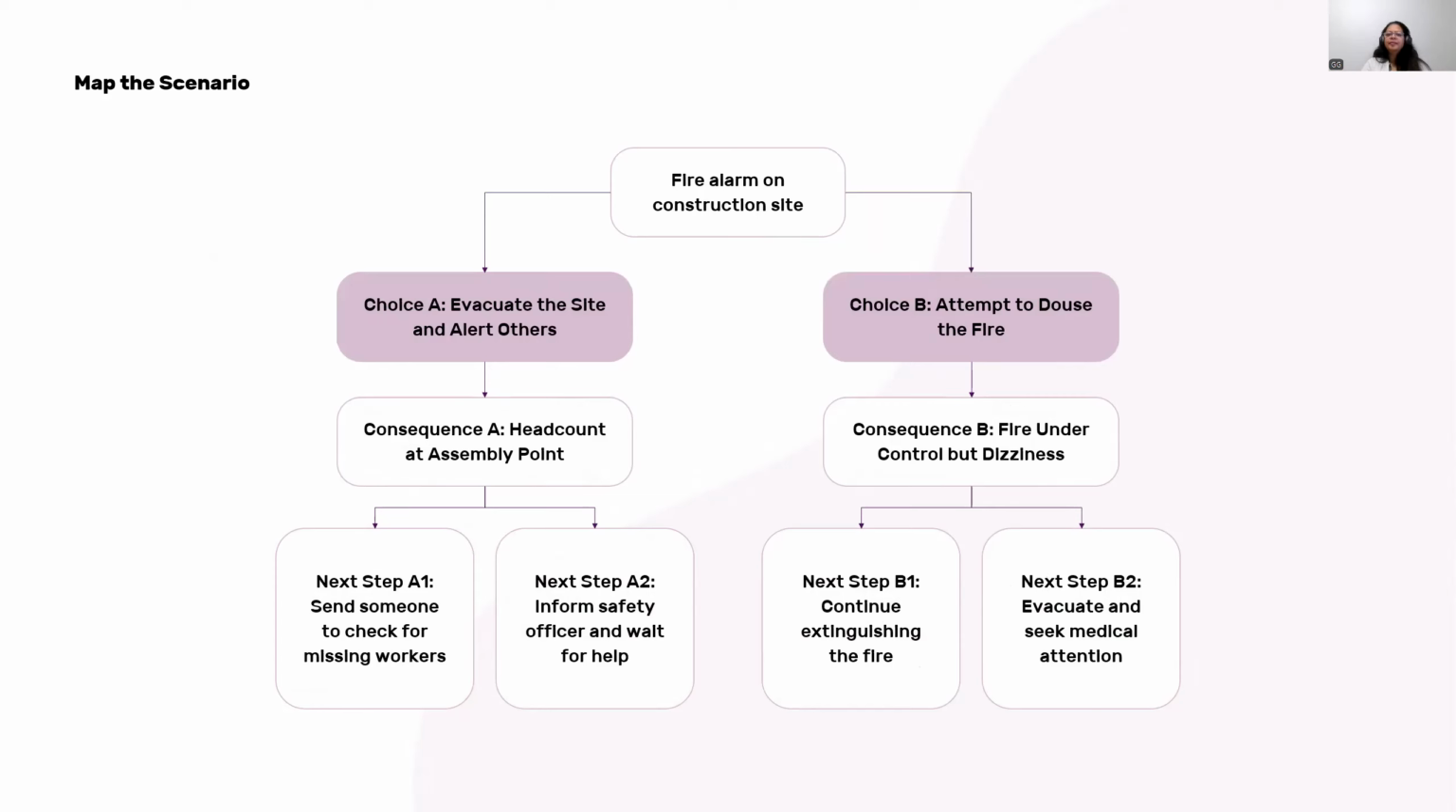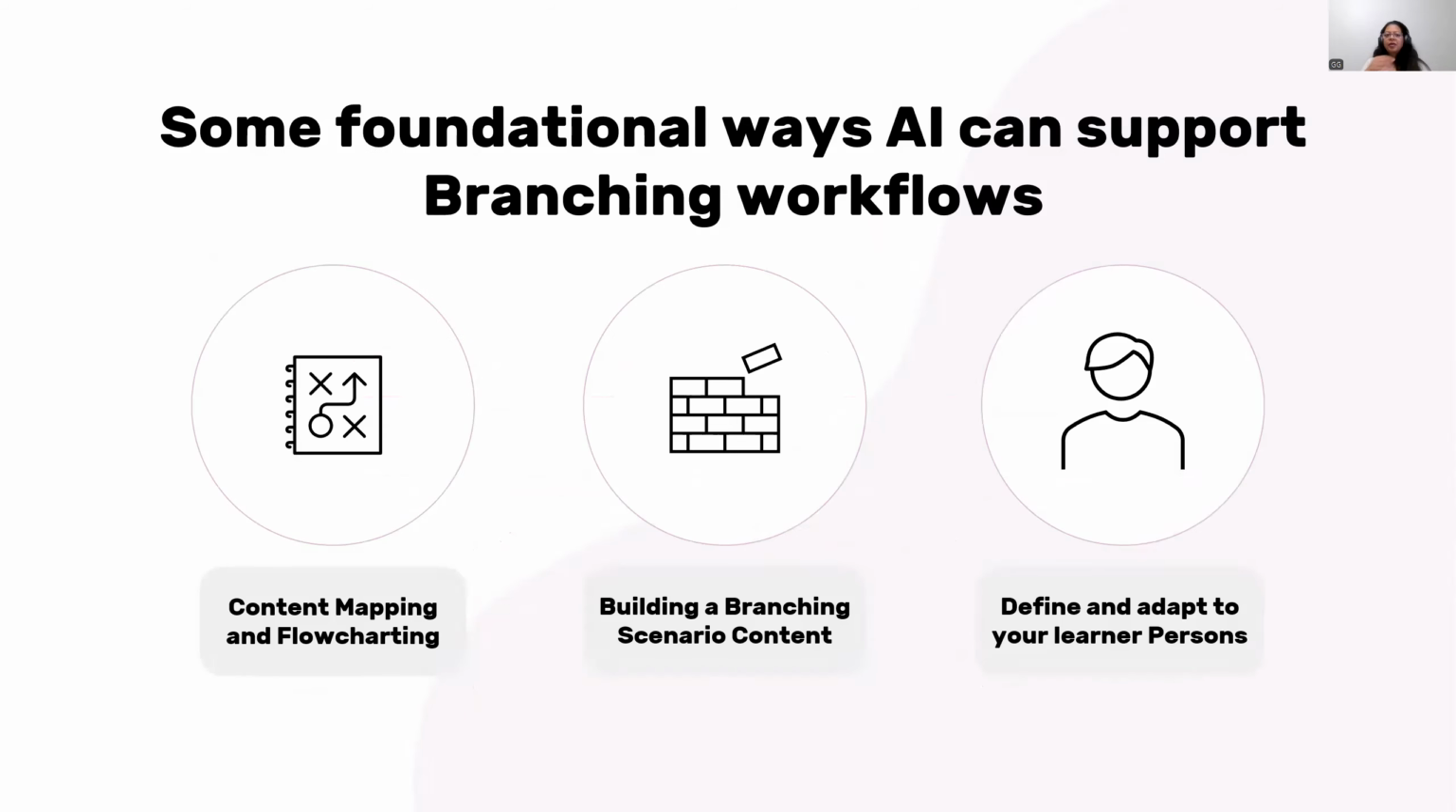Right? Now, this can look like a lot of work, but trust me, it's very rewarding. And now AI can help you with it. In our AI accelerator certification, we teach people how to build these things using AI. But here are some foundational ways you can use AI to support branching workflows. You can use AI for content mapping and flowcharting, right? You could use it to create the content of a branching scenario using the right sort of prompts and whatnot.